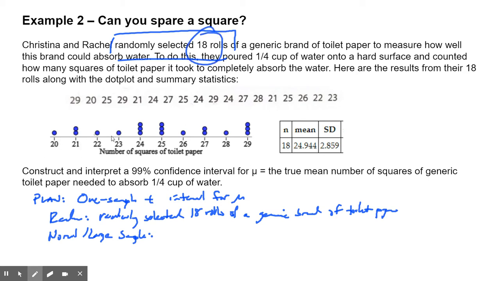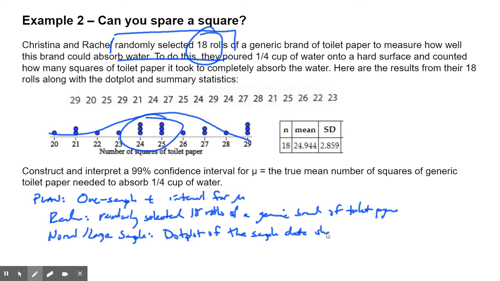And you can notice that there's no outliers. The middle has the most. So this is very much or close to symmetric, or at least it's not strongly skewed. So we're going to say that the dot plot of the sample data shows no strong skewness or outliers. And because of that, that's a check mark. Our conditions are met, and we may go through and do the calculations.